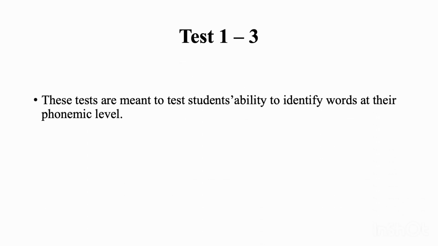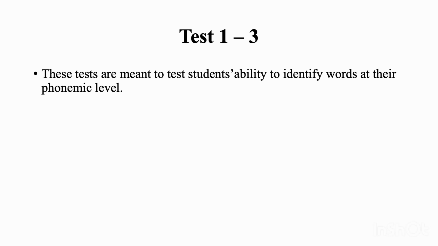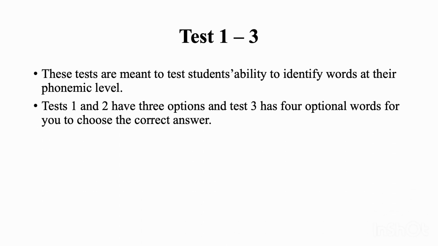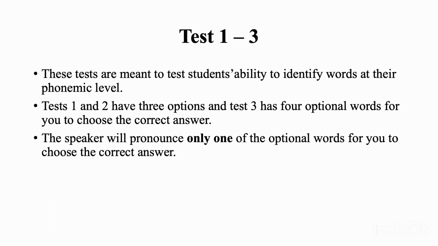These tests are meant to test students' ability to identify words at their phonemic level. That is how they are realized when they are pronounced. Test 1 and 2 have 3 options, and test 3 has 4 optional words for you to choose the correct answer. The speaker will pronounce only one word of the optional words for you to choose the correct answer.